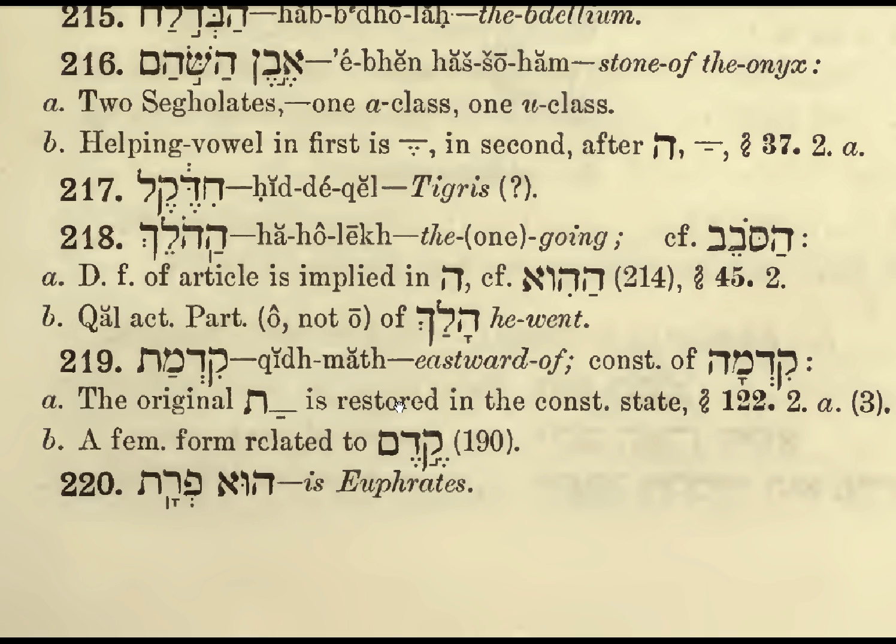Kidmat, eastward of. Kidmat is the construct of kidma, and the construct once again is lighter and this is heavier. The original at is restored in the construct state, as we've seen many times. A feminine form related to kedem, kidmat. Hu farat, it is the Euphrates.